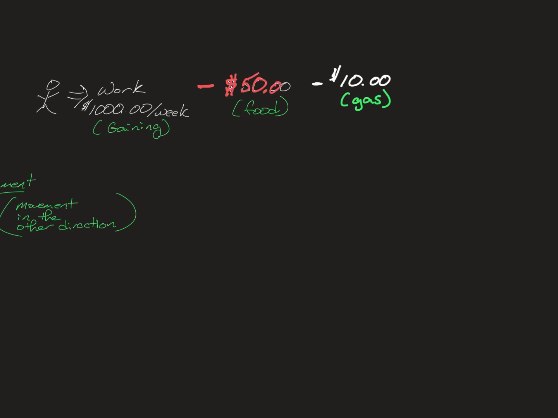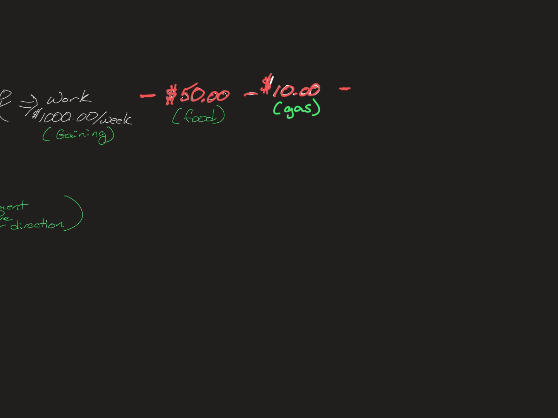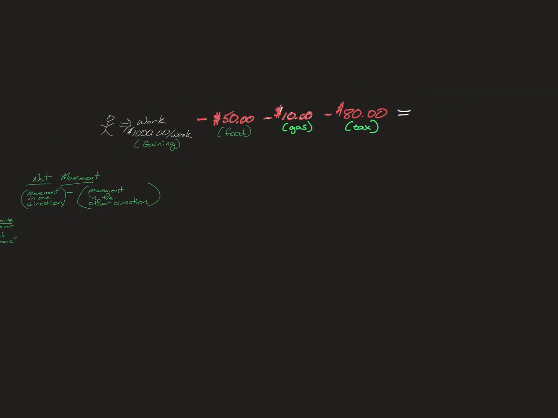So $50 a week, $10 a week for gasoline, and then minus taxes, and I have $1,000. You guys are in a lower income tax bracket. Let's say you're $80. You're going to lose more than that to state, federal, whatever tax. I'm just making these numbers up. So your net, we call this the net.